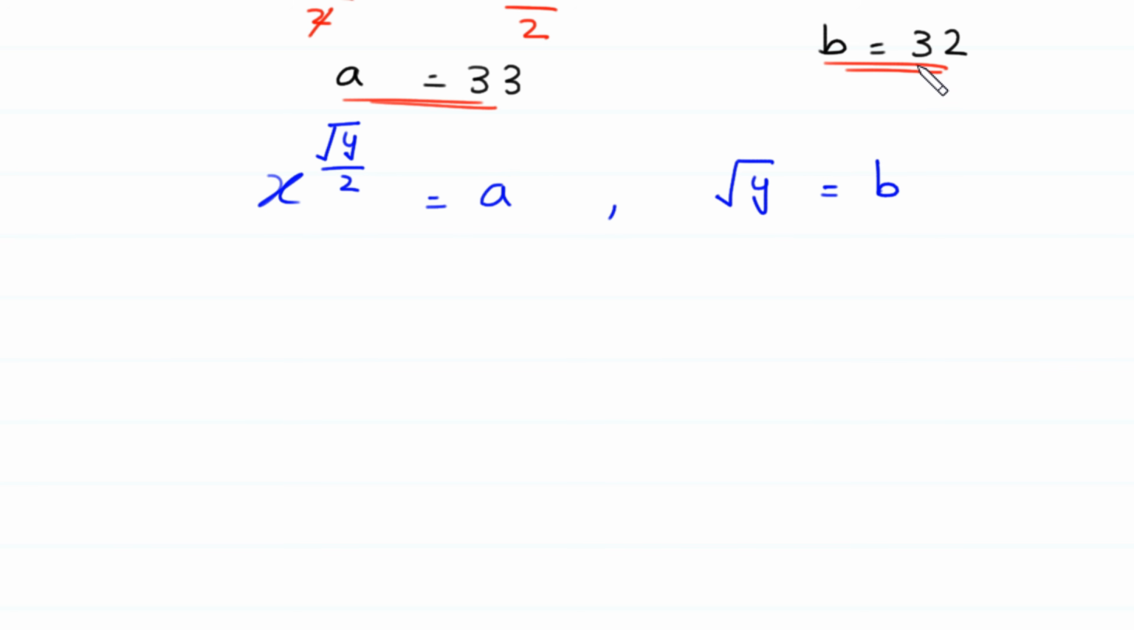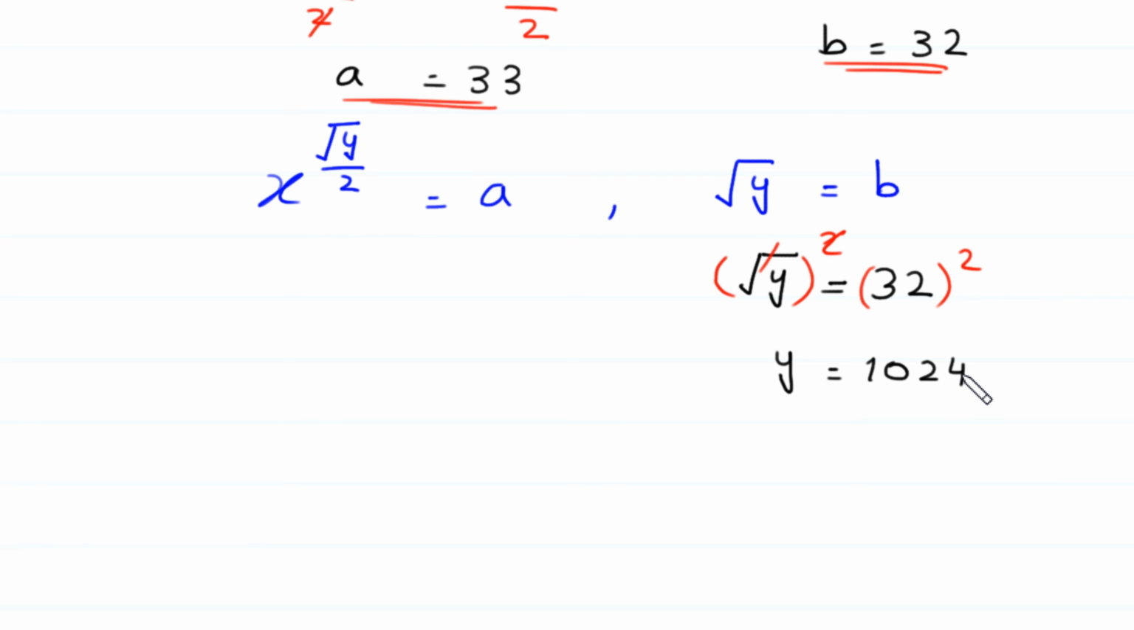First we put the value of b, 32, in this equation. Square root of y is equal to 32, and to find the value of y we take square of both sides. This 2 will be cancelled with this square root, and y is equal to square of 32, which is 1024. Now to find the value of x, in this equation we put the value of a, 33, and the value of y, 1024.